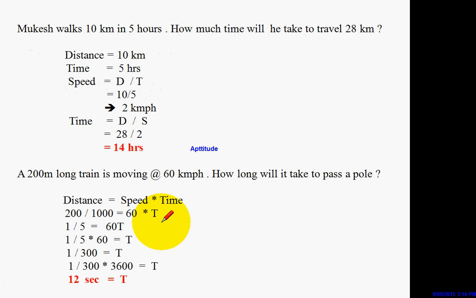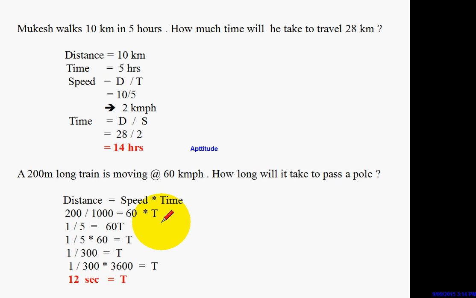How much time will he take to travel 28 kilometer? See, in the first case, he walks 10 kilometers, so the distance is equal to 10 kilometers. Time is equal to 5 hours. The units are appropriate here, so there is no need for conversion. So let me directly calculate the speed, what he takes to cover this 10 kilometer. So speed is equal to distance by time. As I said, distance and time and speed are inversely proportional to each other. So distance is 10 and the time is 5, 10 by 5, which gives you 2 km per hour. That is the speed of Mukesh.